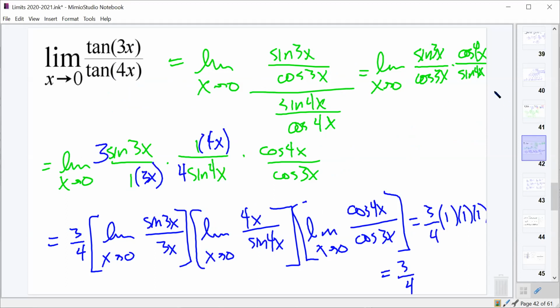Why is the limit of cosine 4x over cosine 3x 1? Plug in 0. So what's the cosine of 0? It's 1. And in the denominator, the cosine of 0 is also 1. So it's just 1 over 1. Okay, thank you. That one's not actually indeterminate. You can just plug it straight in.